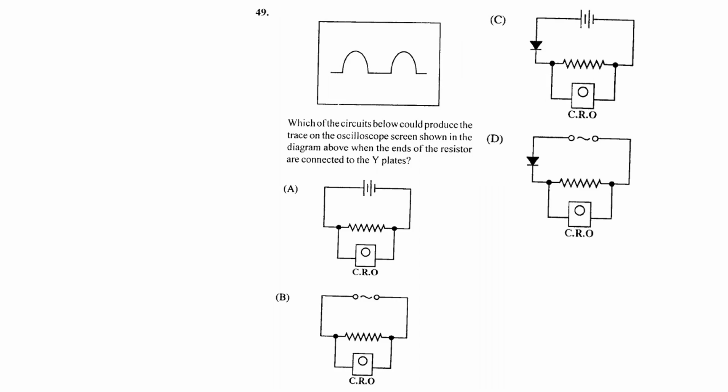49. Which of the circuits below could produce the trace on the oscilloscope screen shown in the diagram above when the ends of the resistor are connected to the Y plates? So as we see there, we have rectification occurring, but it is only half wave rectification. It is not full wave rectification.